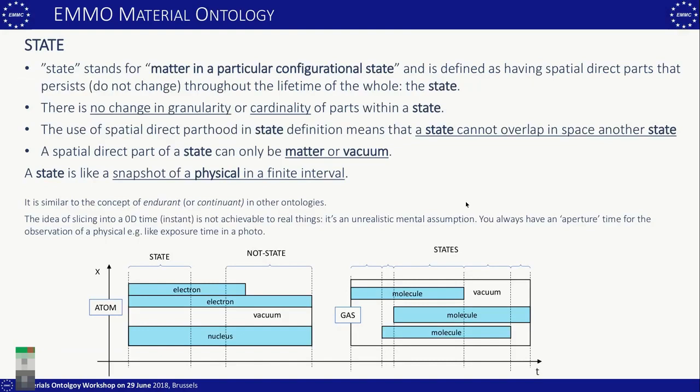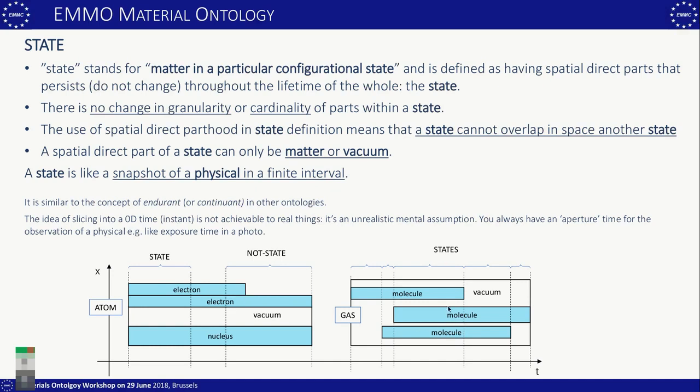But before going in the direction of defining our material branch, we need to define another concept, the concept of state. State stands for matter in a particular configurational state. It is defined as having special direct parts that persist throughout the lifetime of the whole, the state. So the state of an atom is this temporal part. This is not a state because we have a change in the parts.